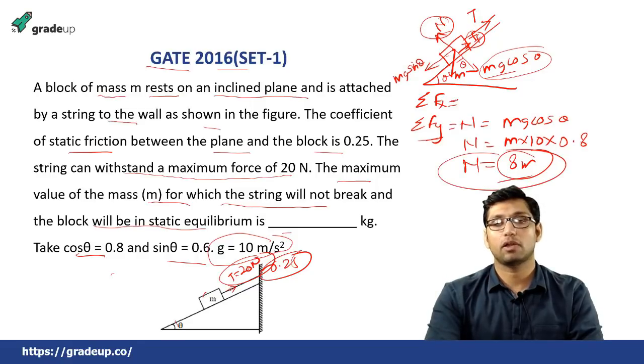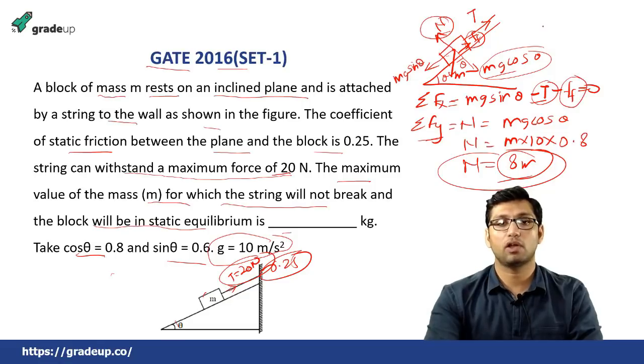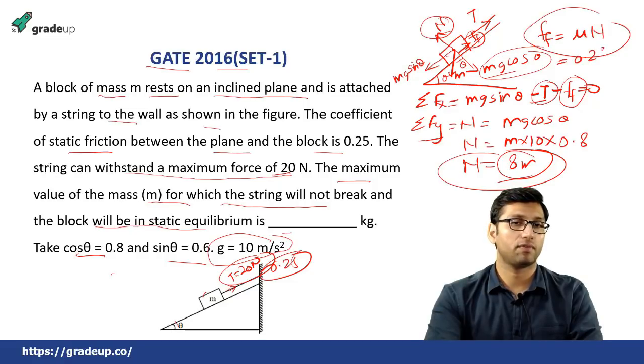Now if we apply equilibrium of forces in the x direction, this will be mg sin theta minus T minus frictional force, equal to 0. Now this tension is given to you as 20 Newton. Okay, and you know that frictional force is equal to mu into the normal force. Mu is given as 0.25 and the normal force is equal to 8m.